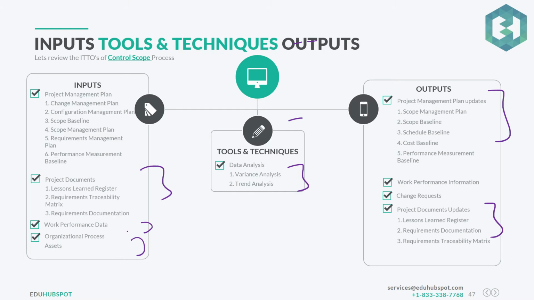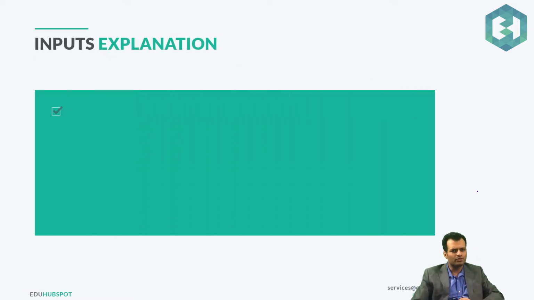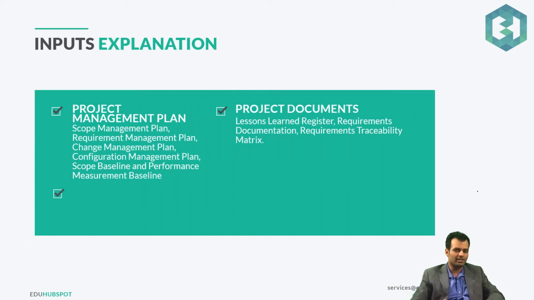Since work performance data was the input, you will definitely have the work performance information. Of course, change requests, you try to prevent them, but it's not necessary that you would be successful in preventing them, right? So you'll get a lot of change requests as well as an output. Okay. So now let's discuss these inputs, tools, techniques, and outputs in much more detail.